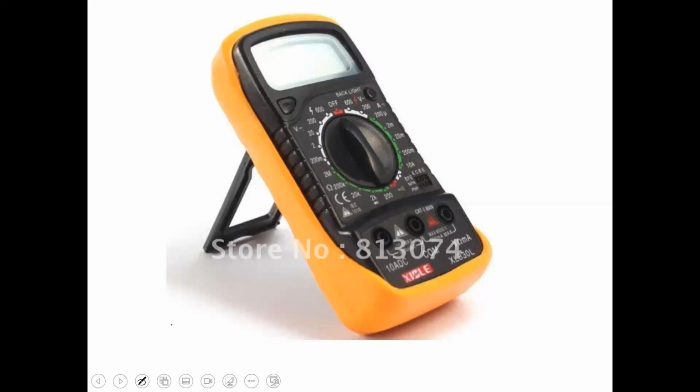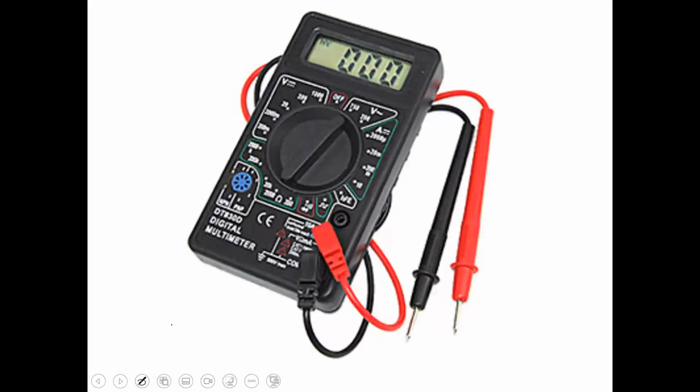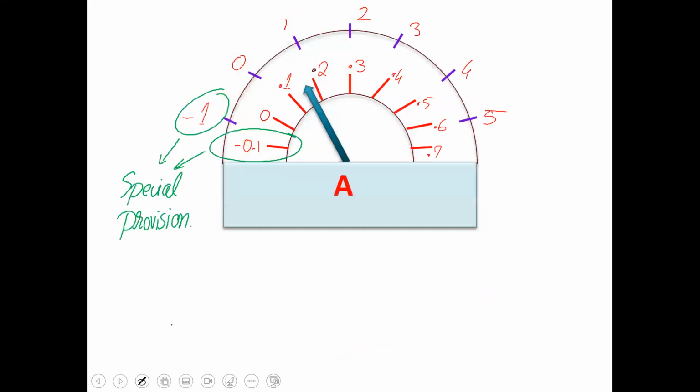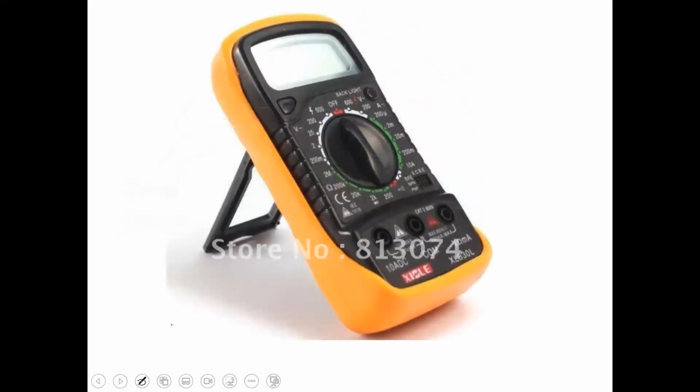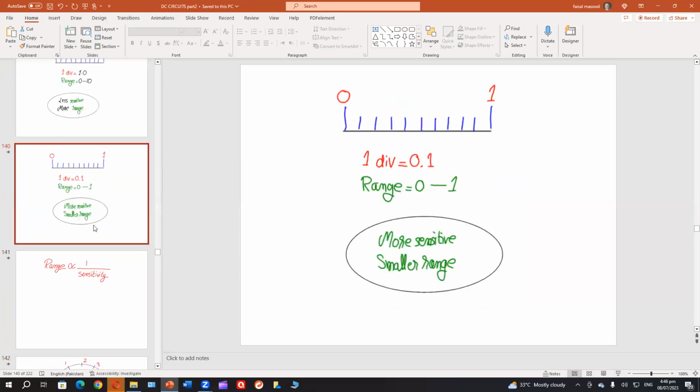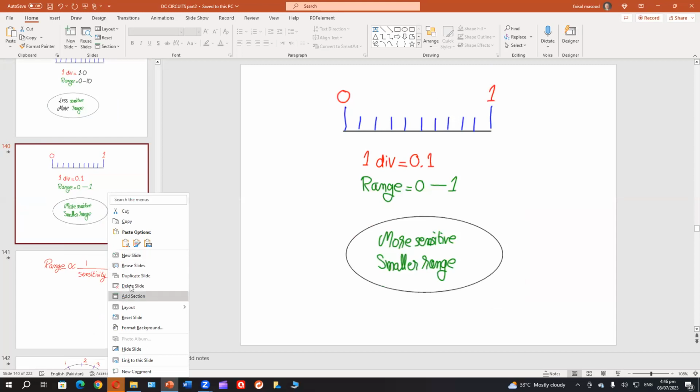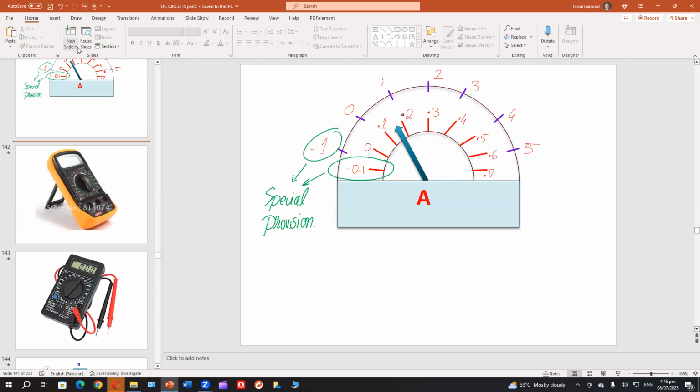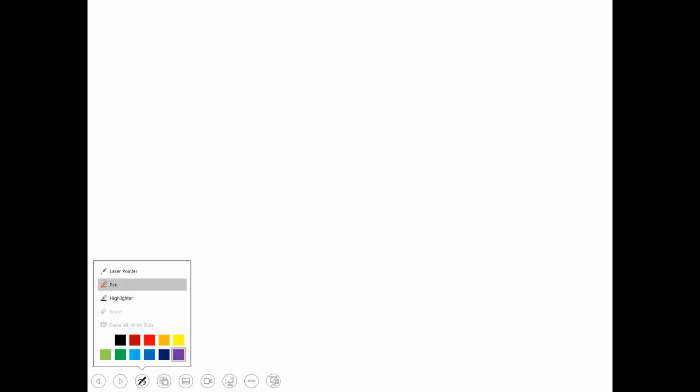Now, an ammeter is available in digital version and analog version. This is a digital version, right? So an ammeter is available in digital version as well as analog version. There is a provision before zero to accommodate reverse current. Right after that, write: ammeter is available in both digital and analog version.